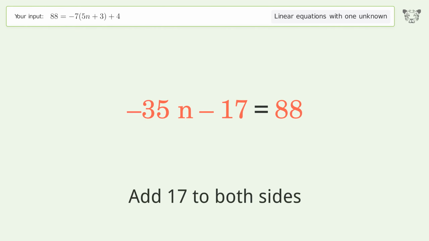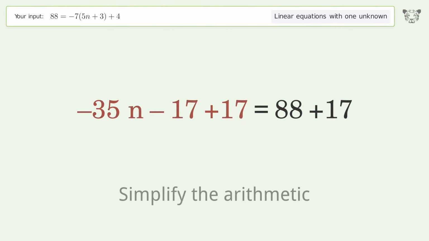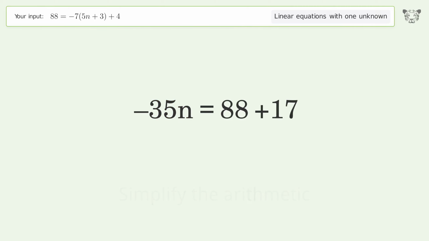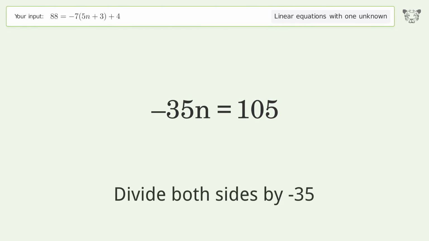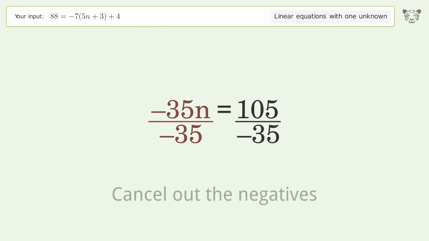Add 17 to both sides. Simplify the arithmetic. Isolate the n. Divide both sides by -35. Cancel out the negatives.